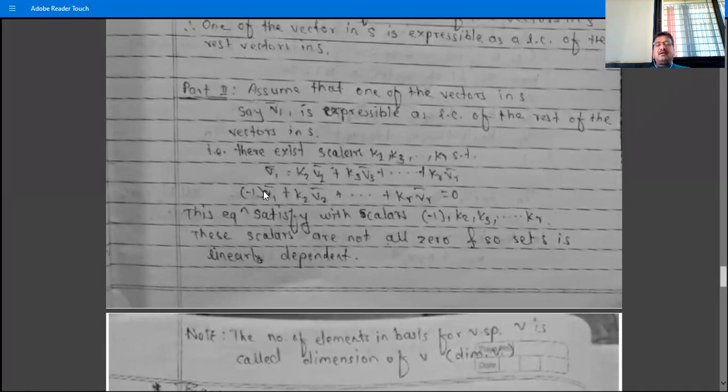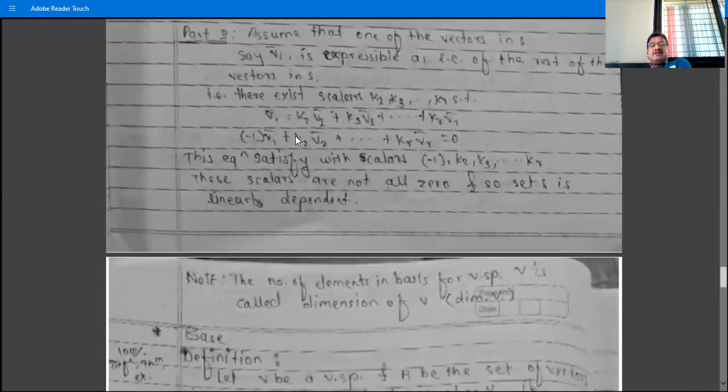And then we shift v1 to the RHS, it becomes minus v1, and we write minus v1 as minus 1 into v1. So the remaining vectors are plus k2 v2 plus k3 v3 plus up to kr vr is equal to 0. After shifting v1 to the RHS we have 0 on the LHS, and after interchanging the sides, we have this. If you observe the LHS of this equation, it is a linear combination of v1, v2, up to vr, and is equal to 0.